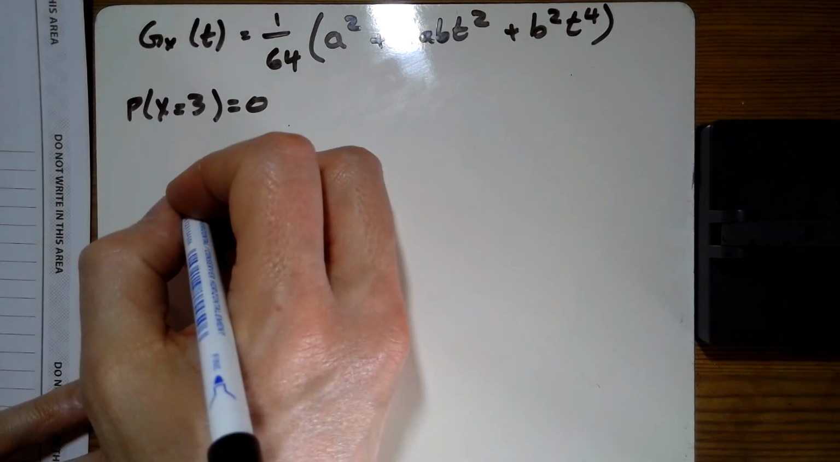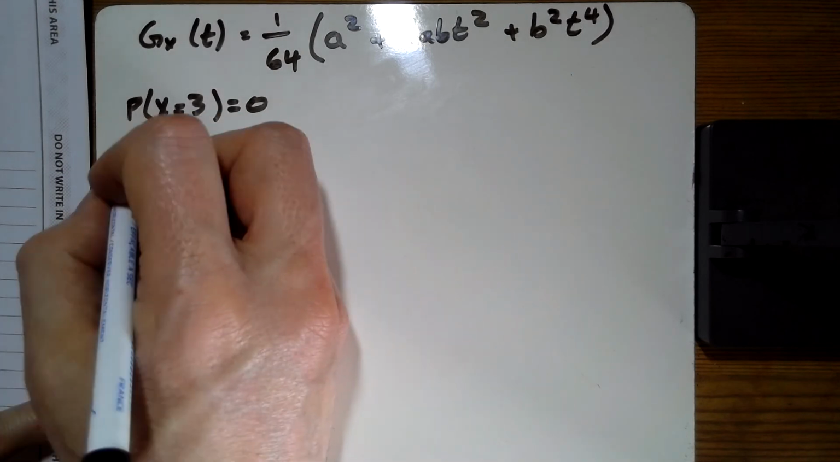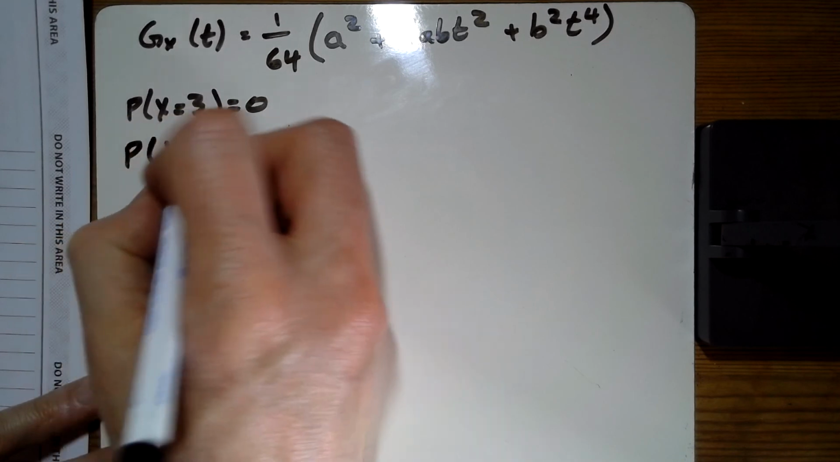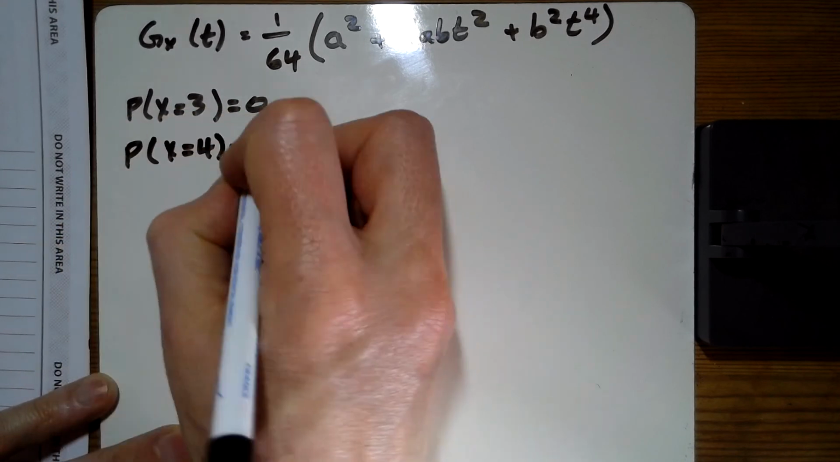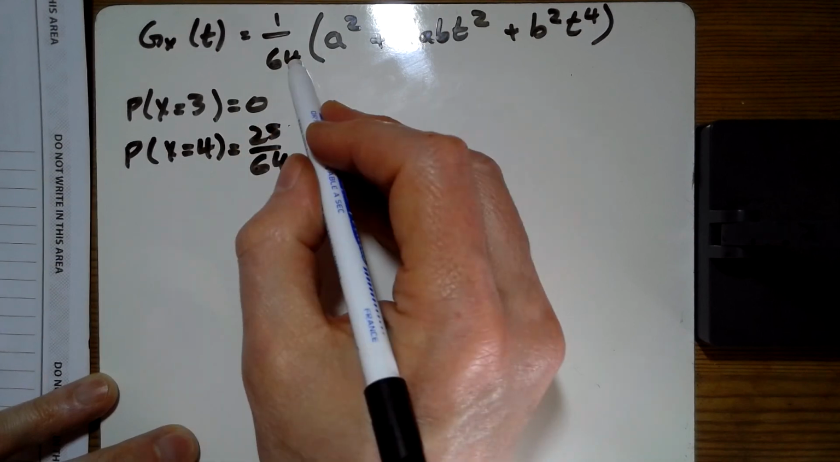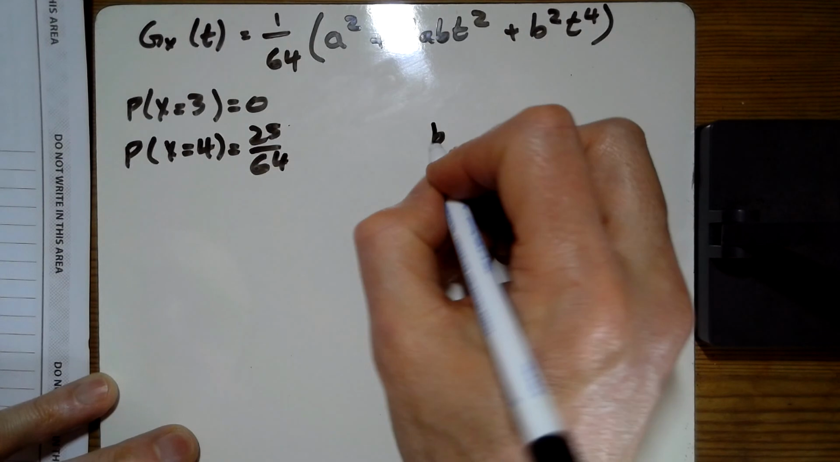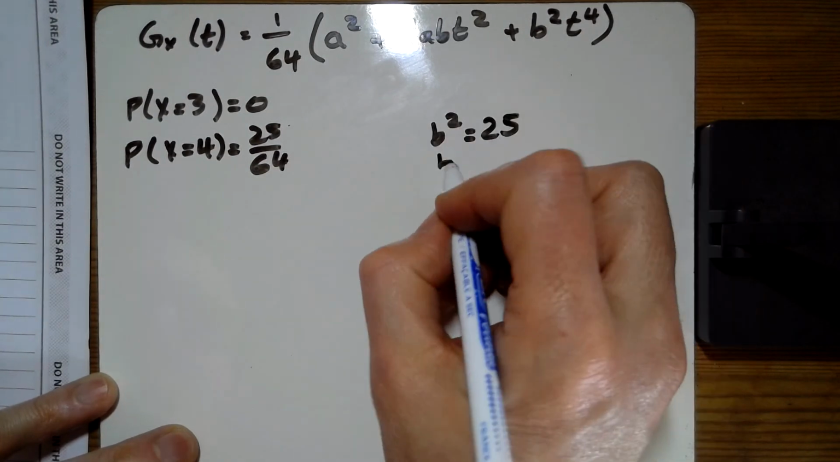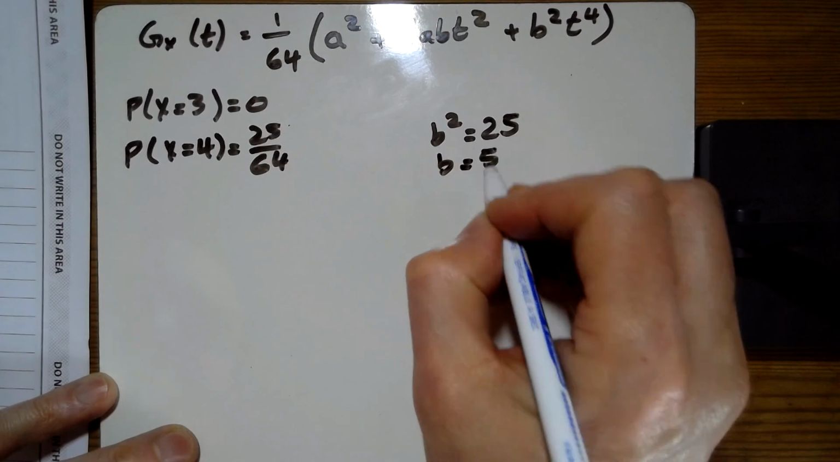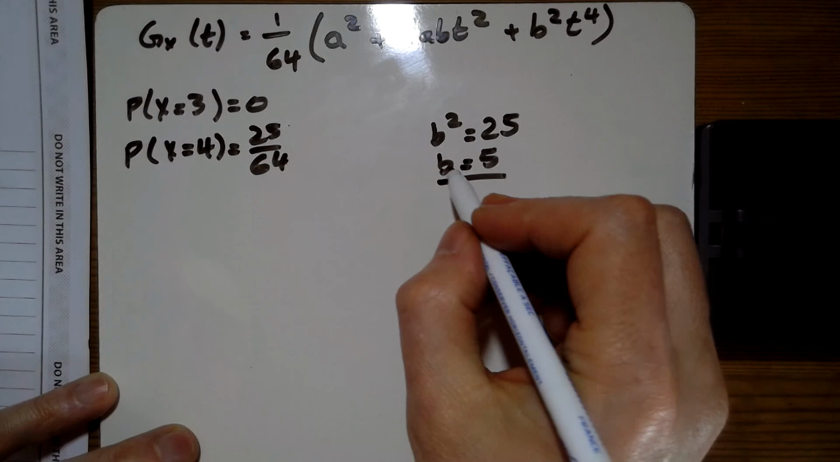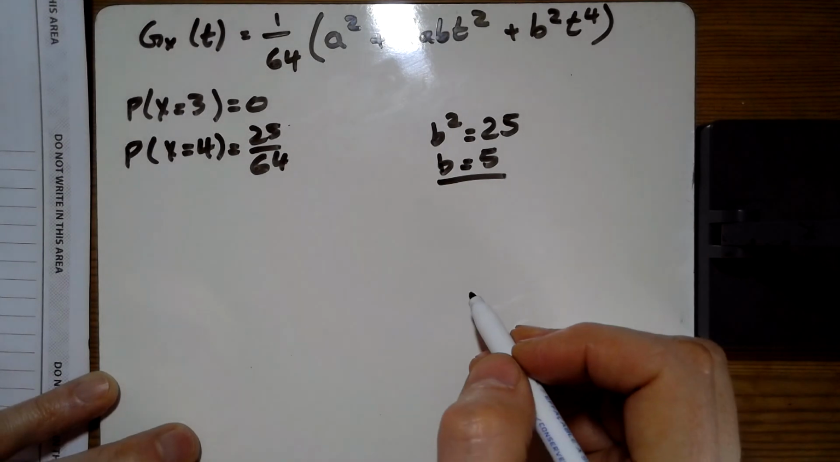Now 7 marks for all of this, so I guess this is going to be a bit challenging. So the probability that x is equal to 4 is equal to 25 over 64. So there's the over 64, t to the power of 4. So it tells me b squared is equal to 25, and so b is equal to 5. Can't be minus 5 because it says they're both positive constants. So we've got b is equal to 5 there.